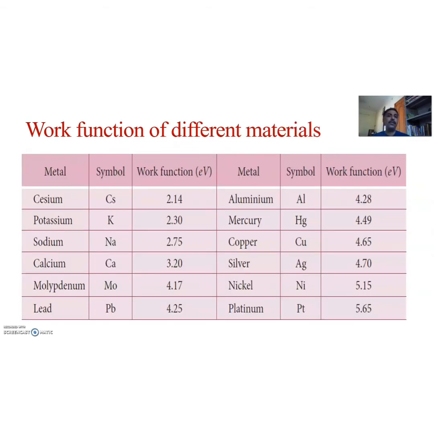Now work functions are different for different materials. For example, cesium has a work function of 2.14. Sodium has a work function of 2.75. And aluminium has 4.28, copper has 4.65, platinum has 5.65. Everything is given in terms of electron volts. So work function differs from material to material.